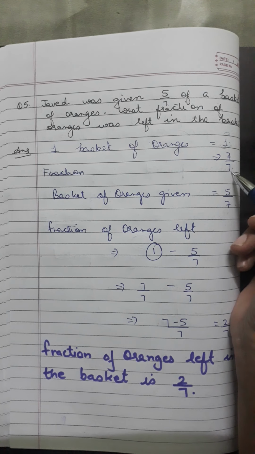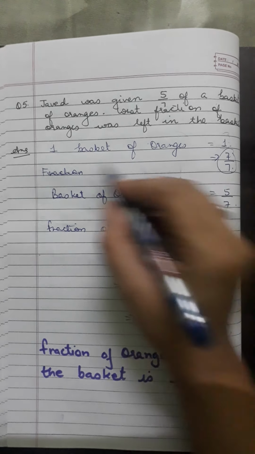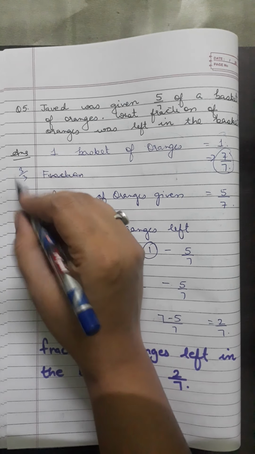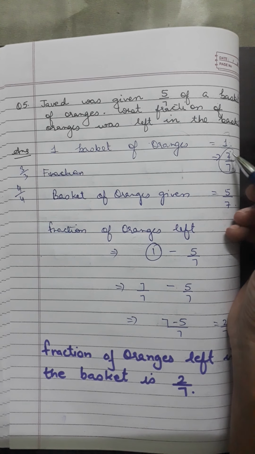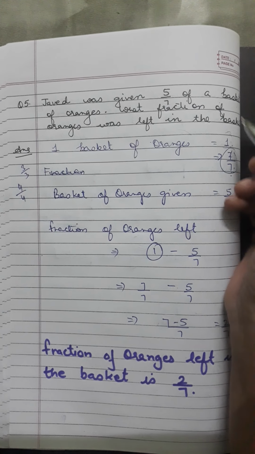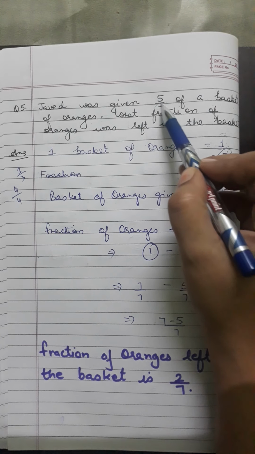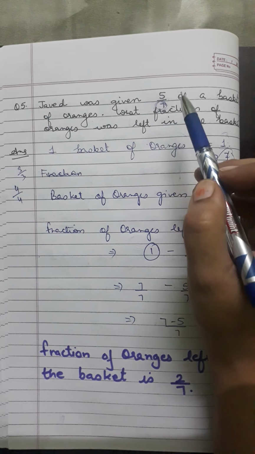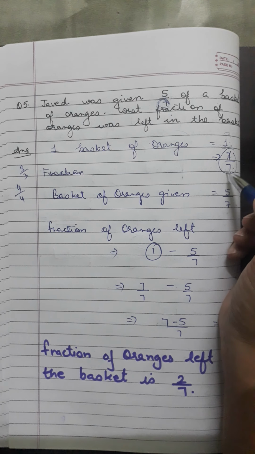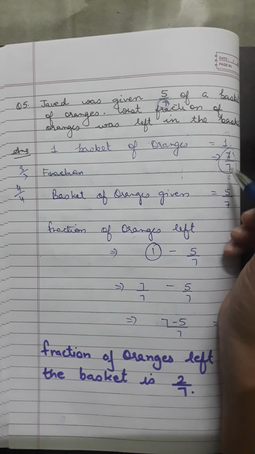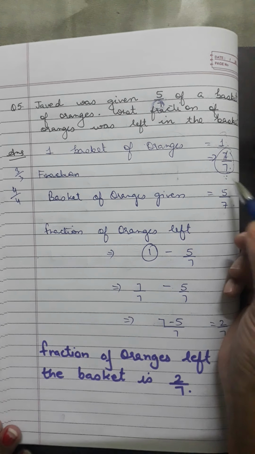7 by 7. Very important: why have we written 7 by 7? I could have written 3 by 3 also, or 4 by 4 also. Why have I written 7 by 7? Because in the question it was 5 by 7, so the denominator was 7. So we have to select the fraction in which the denominator is 7. That's why we have selected 7 by 7.